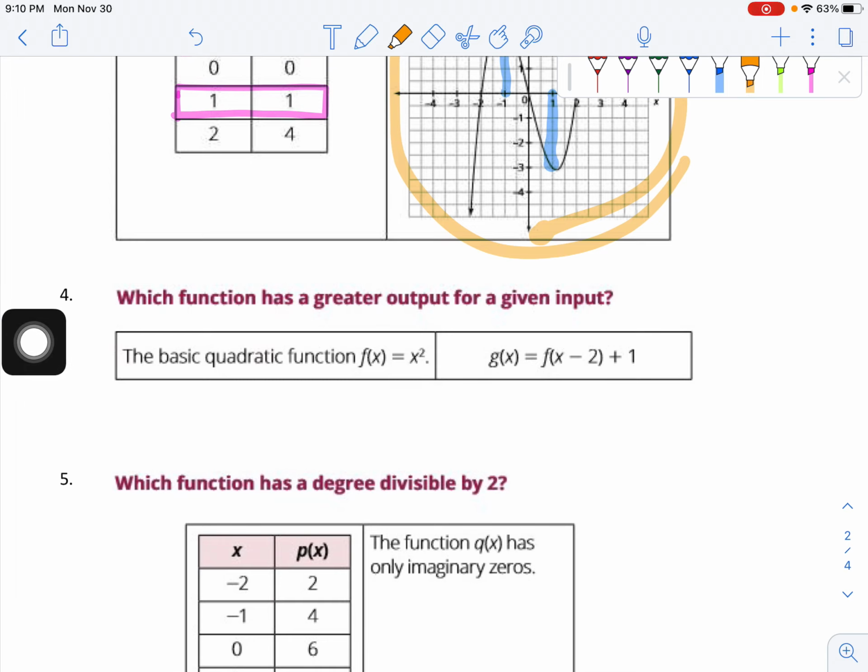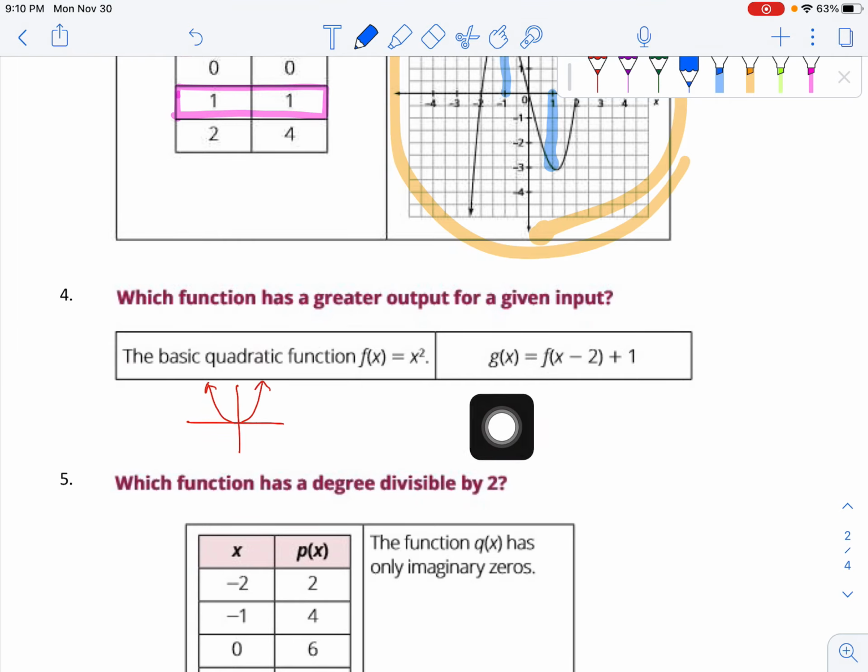All right, problem number 4. We're mixing and matching a lot of ideas here. So problem number 4, we have the basic quadratic function. So if I were to graph this, it would look just like that-ish. All right. Then we've got g of x, which references, right, this is our basic quadratic function, but now we've shifted it. All right. So we've shifted this, what would this be?